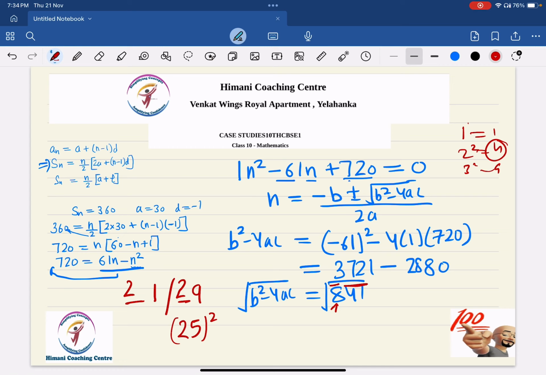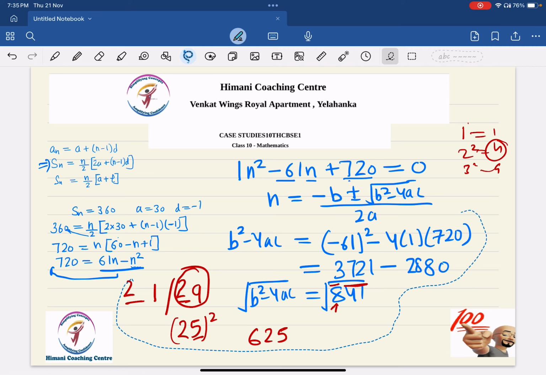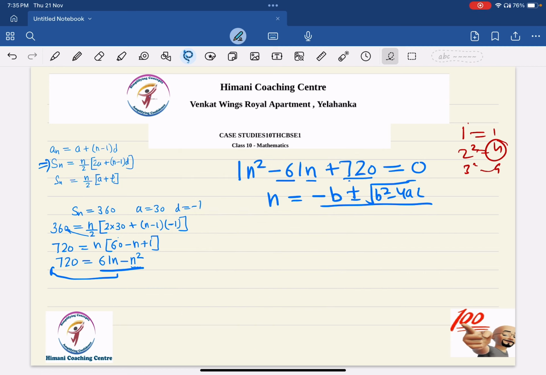Now squaring a number with 5 at unit digit is very simple. Multiply 5 with itself, which is 25. What is the next number after 2? 3. 3 times 2 is 6. And you check 841 is greater than 625. So 29 is the answer. So we have now figured out that the root of b square minus 4ac is giving us 29.